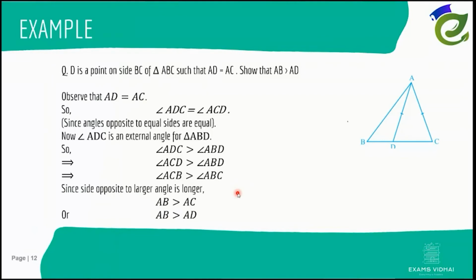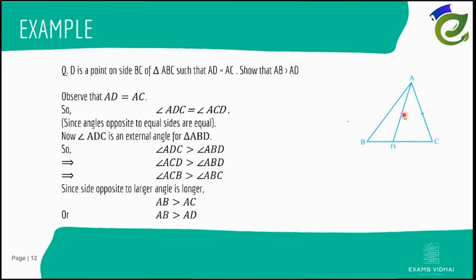Now let's take an example based on the inequalities that we have seen. We are given that D is a point on side BC of a triangle ABC and AD is equal to AC. We want to show that AB is more than AD.